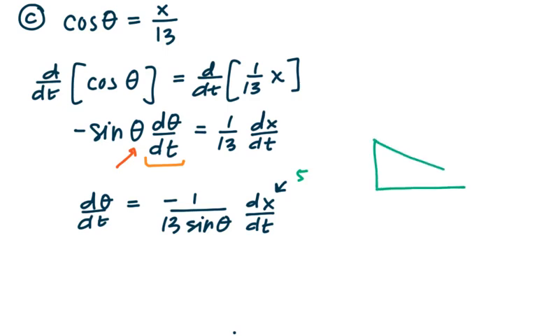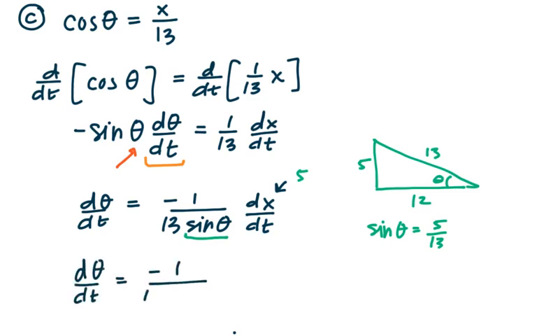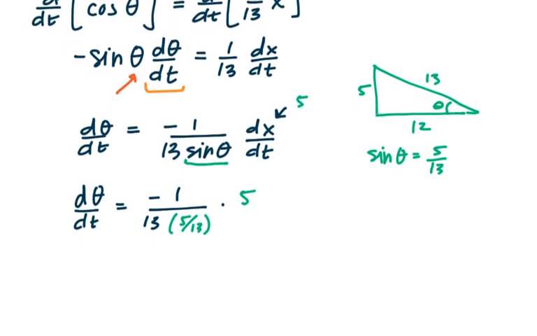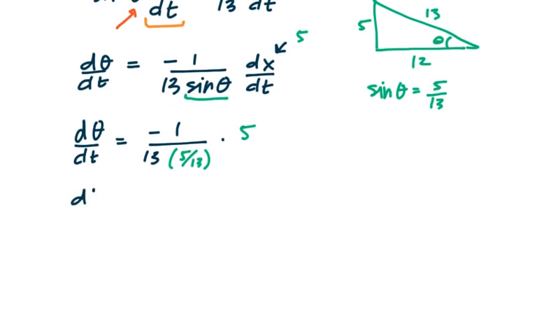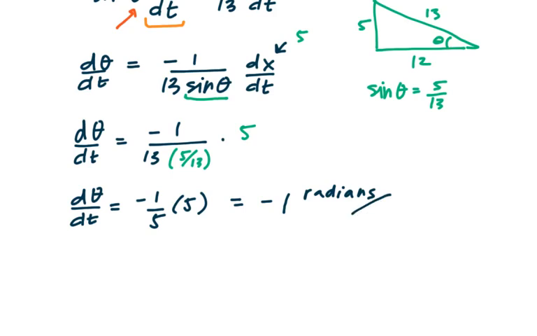But thinking about my problem, we have the triangle with theta, and we've got 12 and 13 and 5. So sine theta is 5 over 13. And that I can plug right in here. So I've got d theta/dt is negative 1 over 13, over 5 over 13, times dx/dt, which was given as 5. So we end up with d theta/dt is negative 1 over 5 times 5, which is negative 1. And that would be radians per second. So it's decreasing at a rate of 1 radian per second at that moment.